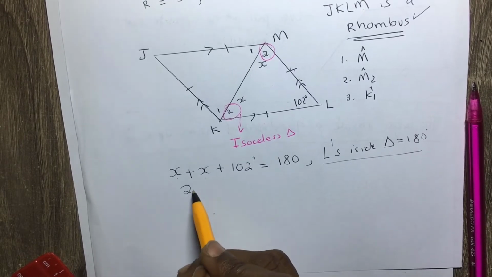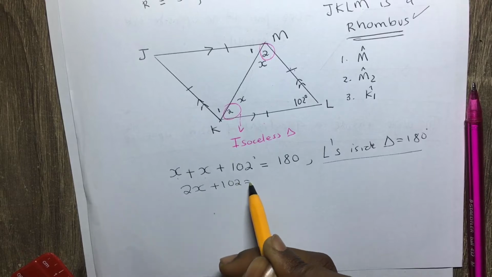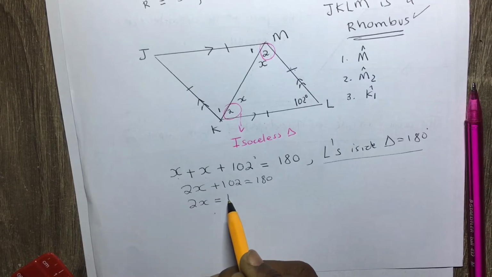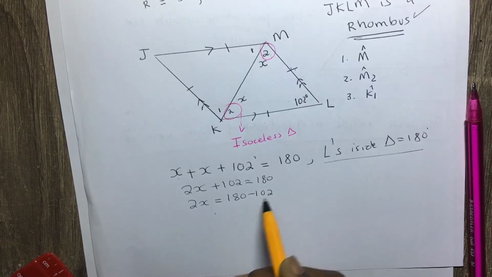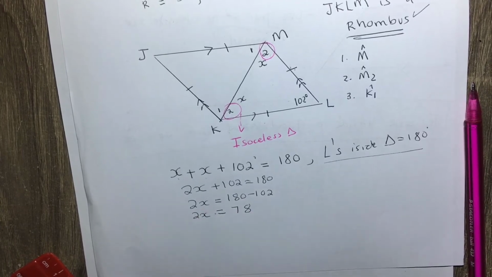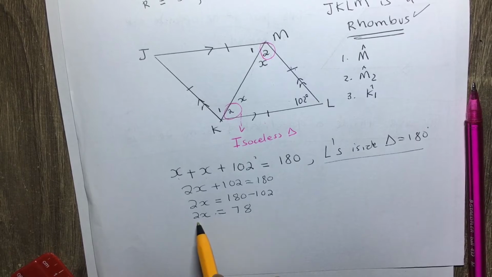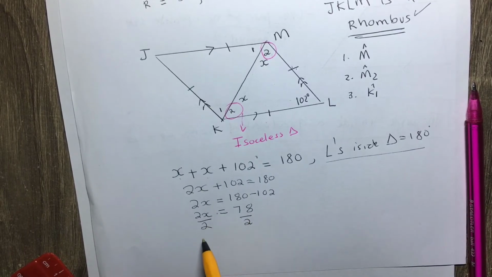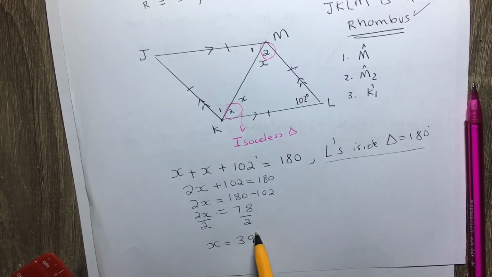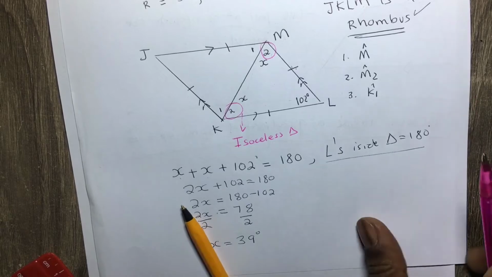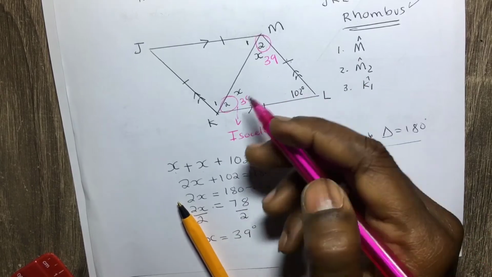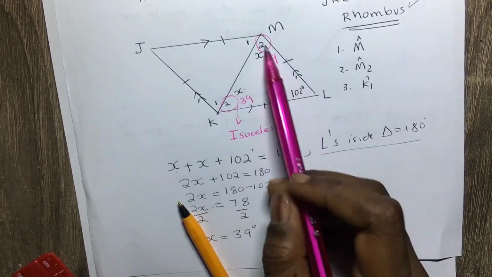Now let's deal with this. X plus x will be 2x plus 102 equals 180 degrees. Take 102 to that side. 180 minus 102 will give you how much? It will give you 78. Right? And then when you're here, you can divide both sides by 2. Then x is how much? Is 39. X is actually 39 degrees. So this is simply saying that this angle is 39. This angle is 39 because they should be the same because of the isosceles triangle.